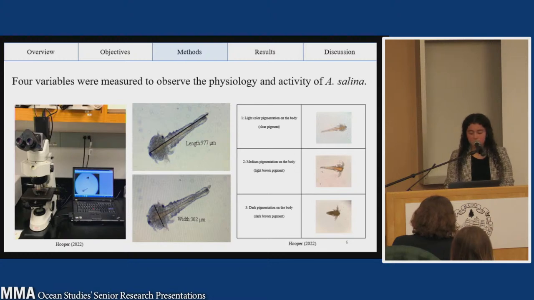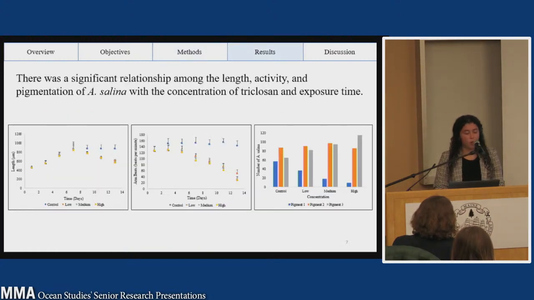For data analysis, a standard multiple linear regression was used to determine whether the activity of Artemia salina and the growth had an effect between the concentrations of triclosan and the exposure time. Results show that there was a significant negative relationship among the length, activity, and pigmentation of Artemia salina with the concentration of triclosan and the exposure time.